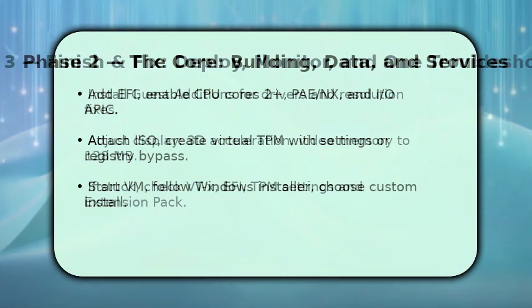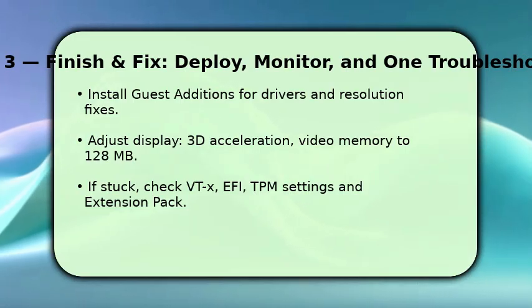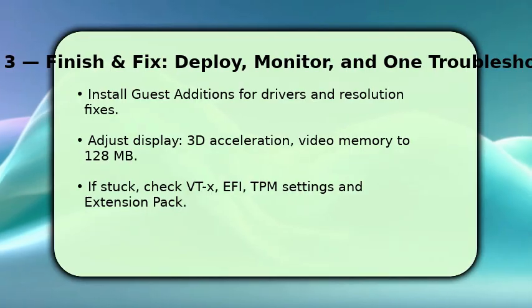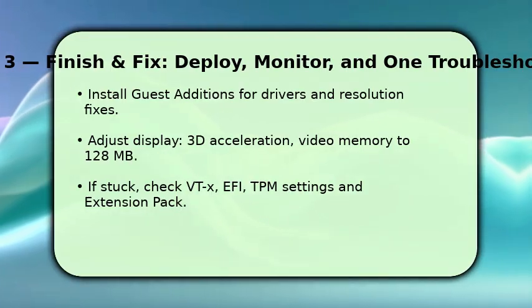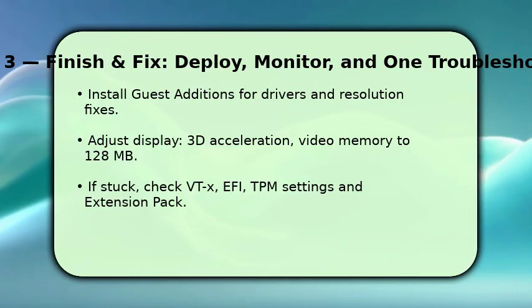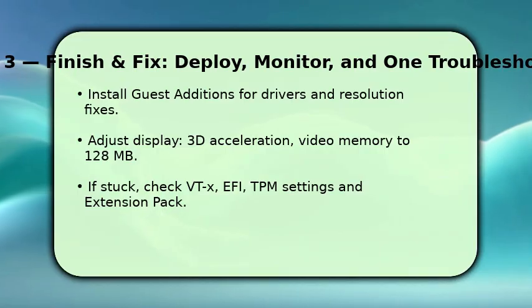Finish by installing VirtualBox Guest Additions inside Windows to get drivers, clipboard sharing, and dynamic resolution. This improves performance. Make sure 3D acceleration is on and set video memory to 128 MB so the UI renders correctly. Once Windows updates, install drivers and reboot.